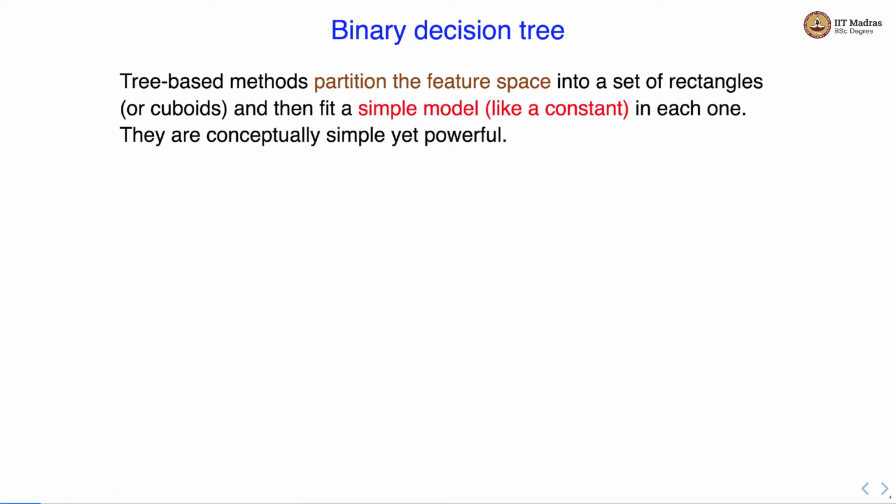Tree-based methods essentially partition the feature space into a set of rectangles or cuboids and then fit a simple model in each one of these partitions. They are conceptually simple yet very powerful. A binary tree splits into two branches at every node.